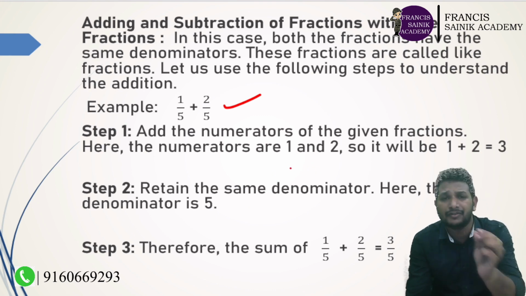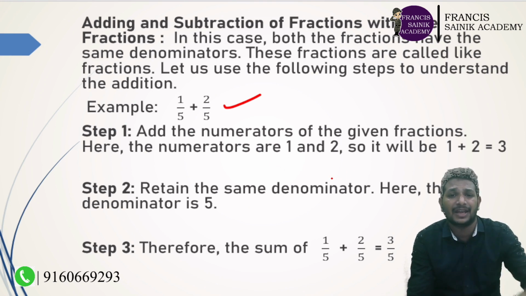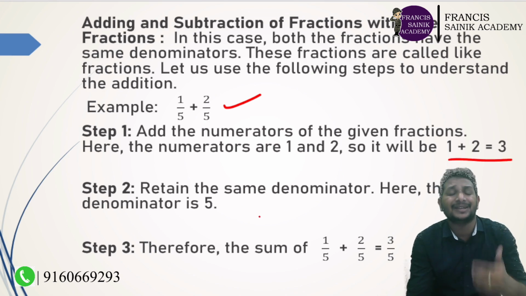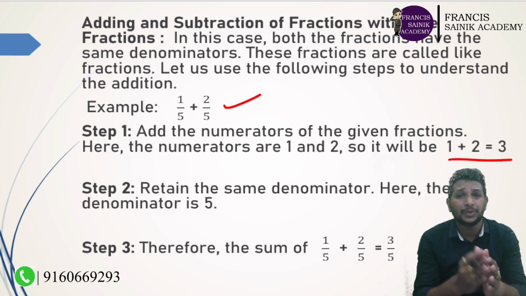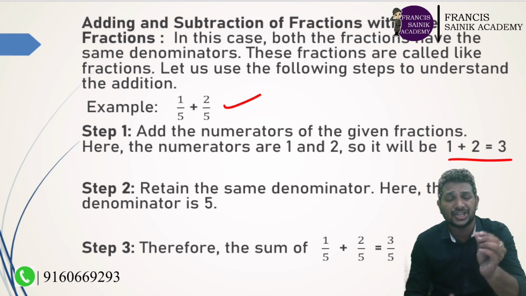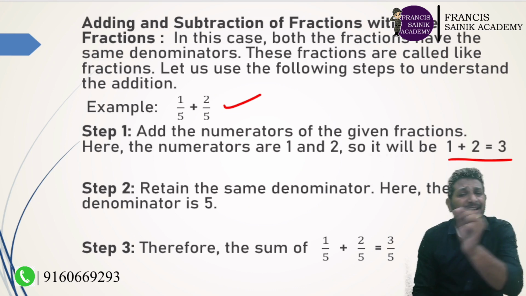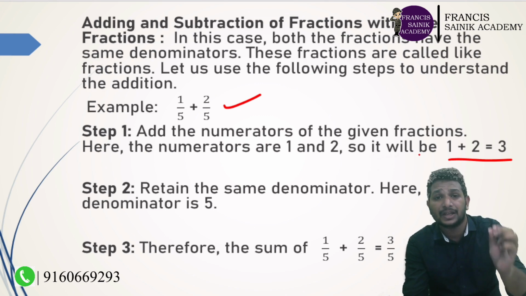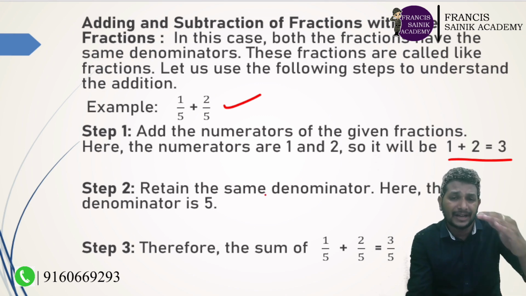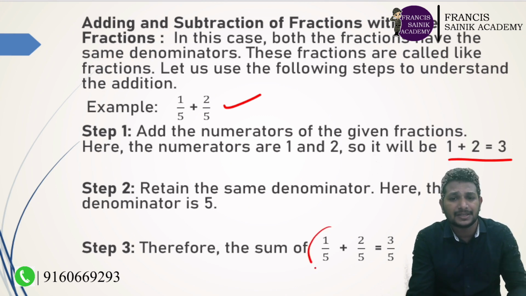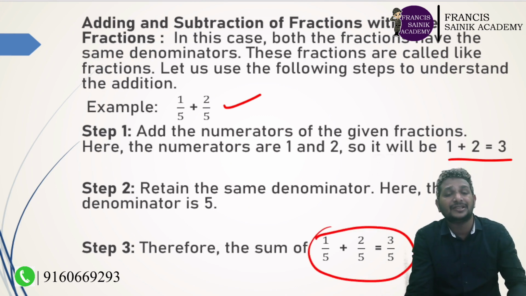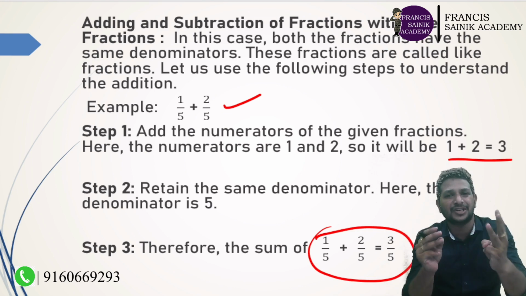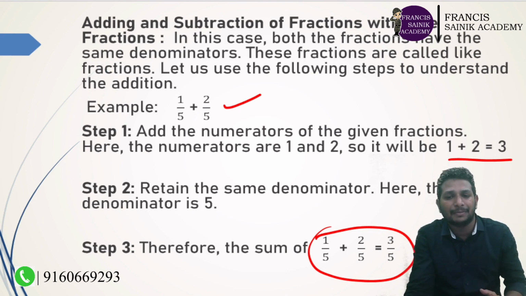So how do we do addition or subtraction in like fractions? Whenever the denominators are the same, simply add up the numerators. If it's an addition, add the numerators; if it's a subtraction, subtract the numerators. Here the numerators are 1 and 2, so 1 plus 2 becomes 3. Now write the denominator as it is. So 1 by 5 plus 2 by 5 becomes 3 by 5, because I simply added the numerators.